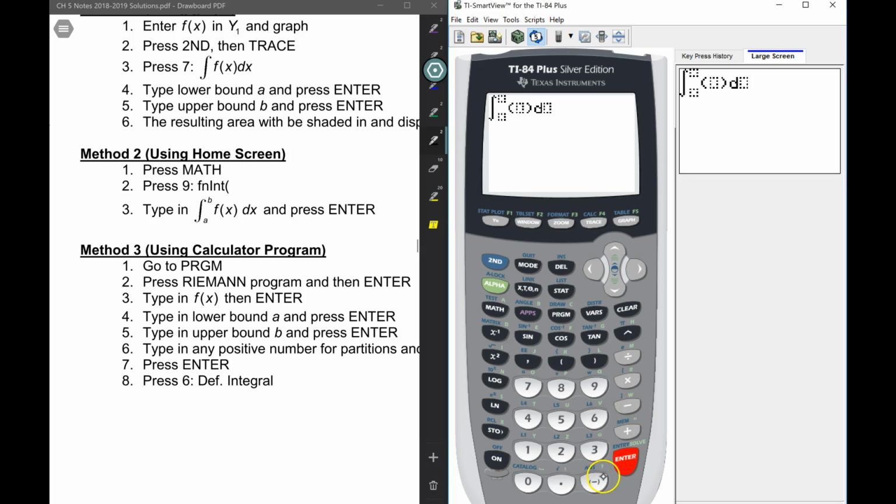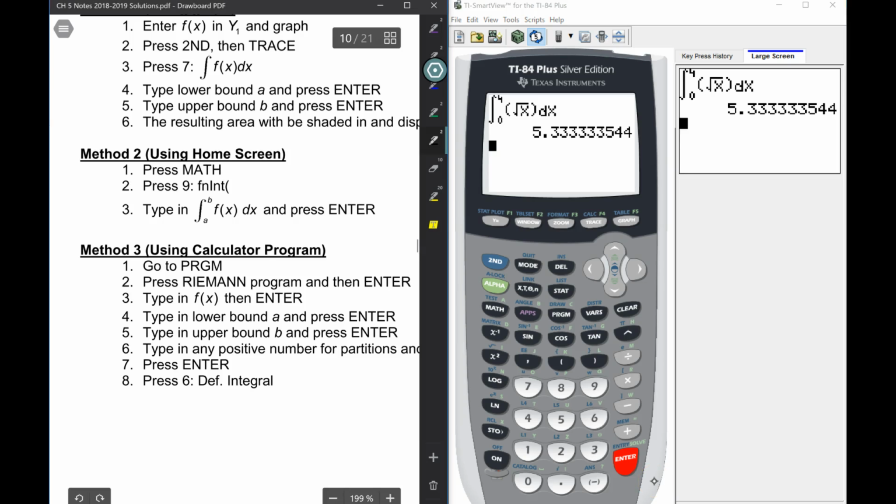If you don't, I'll show you how to do it. So you put in, this is going to go from 0 to 4, and it's going to be root x dx. You know where the x is. I think you can do the x there. Yeah, you can. So enter. There you have it. Boom. It takes a while, huh?